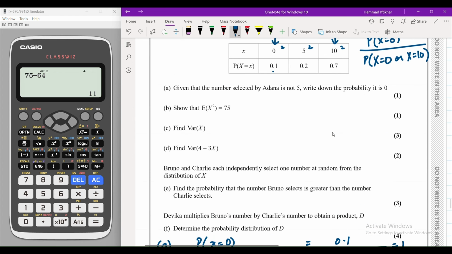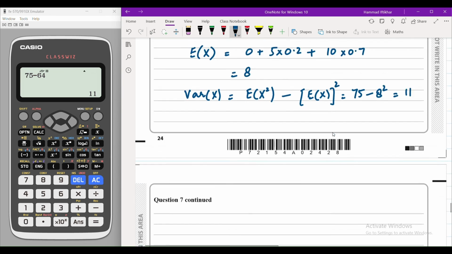All right. Find variance of 4 minus 3X. Okay, this is very straightforward, very easy.